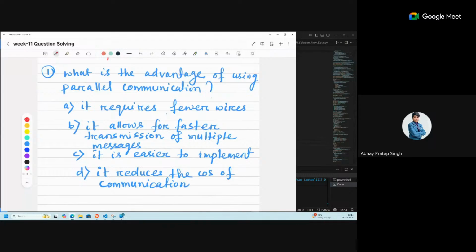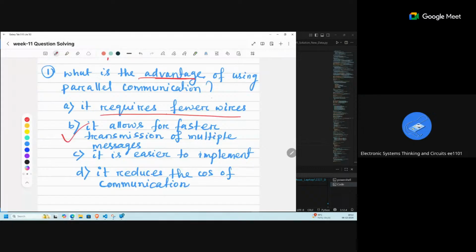So, ma'am, if all four, then B will be the most right answer. Okay. If I talk about "it requires fewer wires," that's correct. But we have to see which is the prominent answer. What is the major advantage of using parallel communication? In parallel communication, we are using fewer wires, but this may not be an advantage.